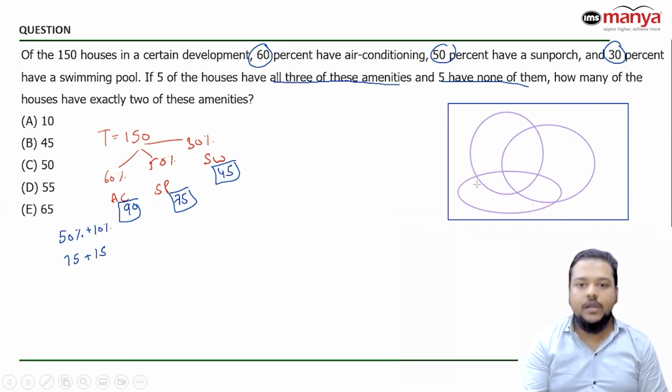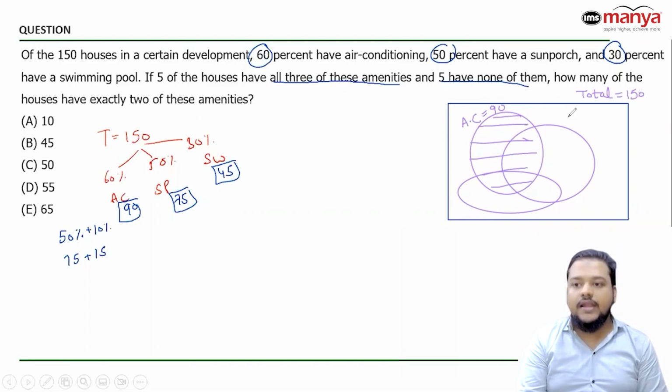Now we will learn how to read the parts of this diagram. The rectangle is nothing but the total, so here the total number of houses is 150. In the first circle, I will write the houses which have air conditioning, that is 90. So 90 is this entire circle, very important to understand. Let's say the sun porch has 75 houses, hence this entire value is nothing but 75.